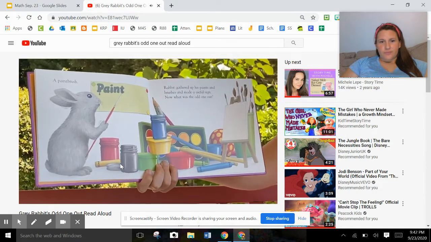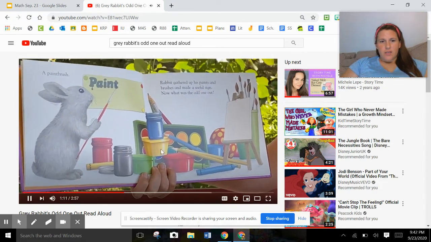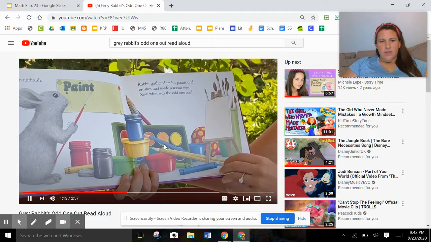Rabbit gathered up his paints and brushes and made a useful sign. Now what is the odd one out?